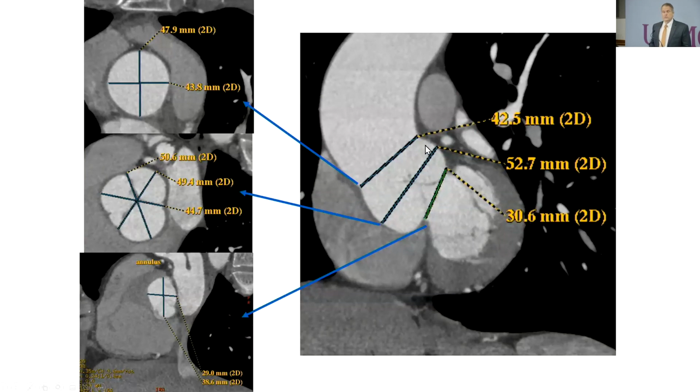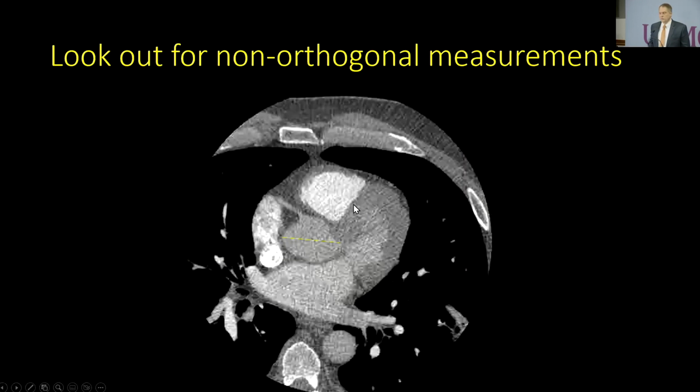Often, even on multi-plane reformats, if you're measuring without being truly orthogonal, you can make measurements, but they're often off from what standards are in terms of the three-dimensional orthogonal measurements, depending on the angulation. And being off by 2 or 3 millimeters from year to year really limits the ability to assess people for progression of disease.